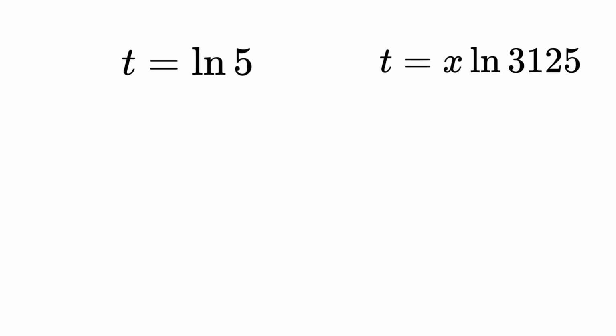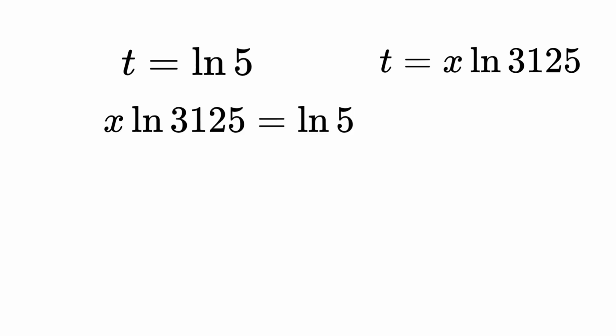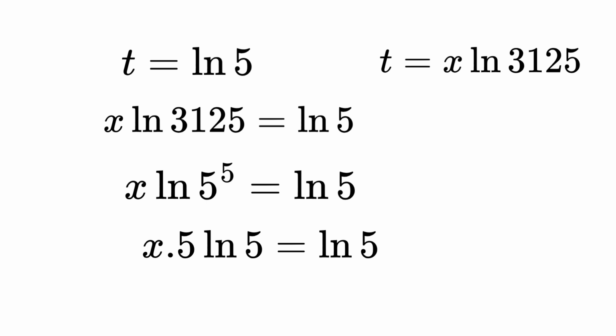But our t value is x ln 3125. Substitute the value in t, then we get x ln 3125 = ln 5. 3125 we can write as 5^5. So we can write x * 5 ln 5 = ln 5. ln 5 and ln 5 will cancel out. Then x = 1/5. So we have got the answer: x = 1/5.